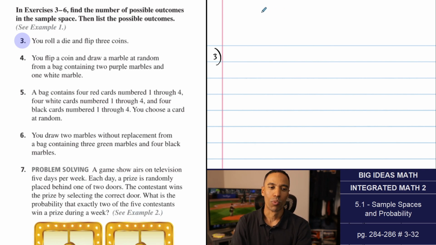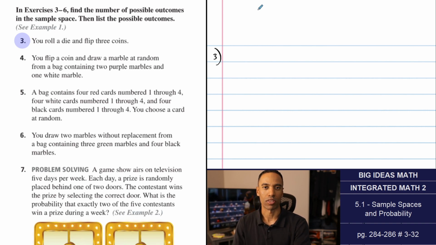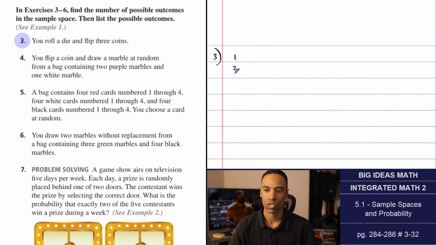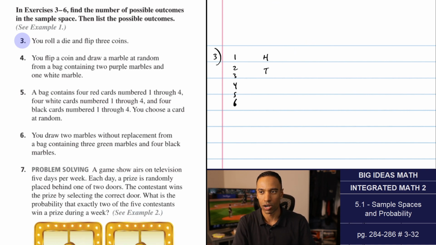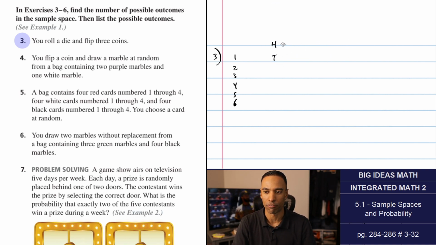Number 3. You roll a die and flip 3 coins. Okay. Now, when we're talking about the die, we're talking about the possibility of 1 through 6, right? So we can either do a 1, 2, 3, 4, 5, and 6. This isn't me listing them. This is giving you the idea. And then flipping 3 coins, you can do heads or tails. Now, when this occurs, remember there are 3 different coins we're going to be flipping in this case.